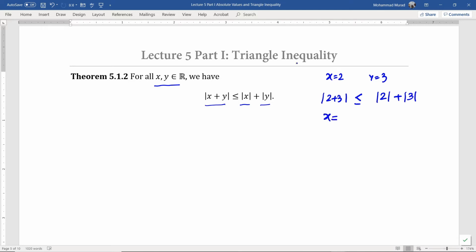If x is 2 and y is -7, then the left-hand side is the absolute value of the sum, which is -5. And in the right-hand side, we have the absolute value of 2 plus the absolute value of -7. And clearly, this number is 5, which is smaller or equal to 2 plus 7.